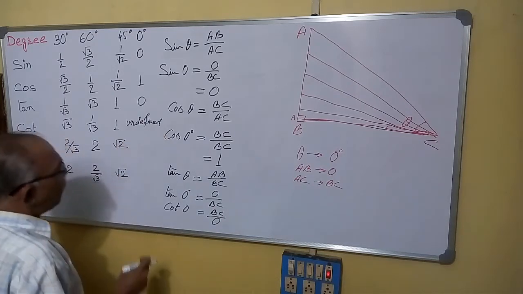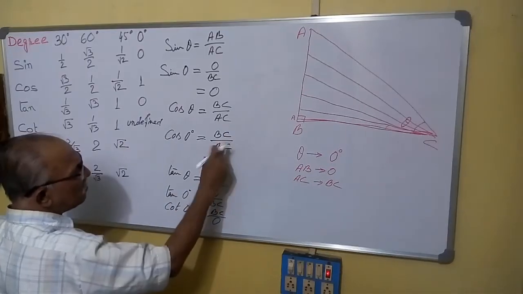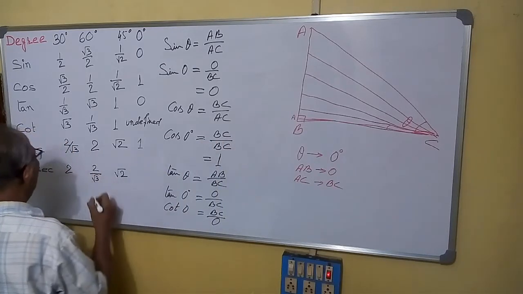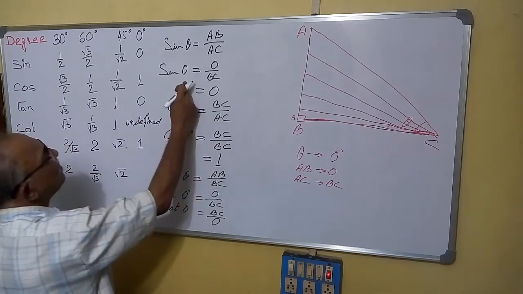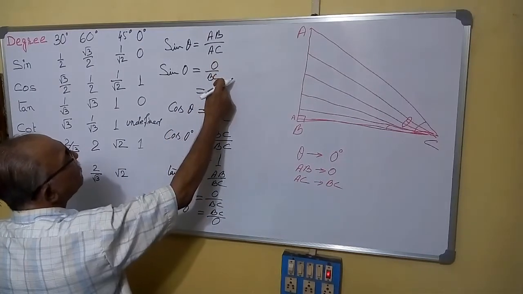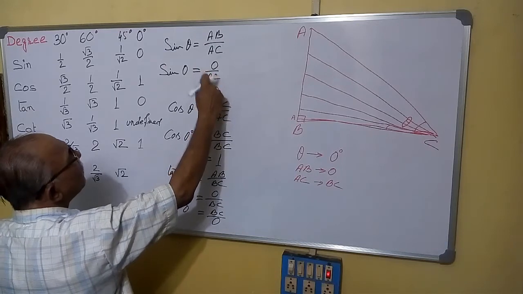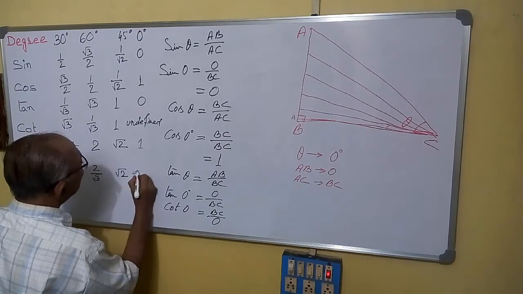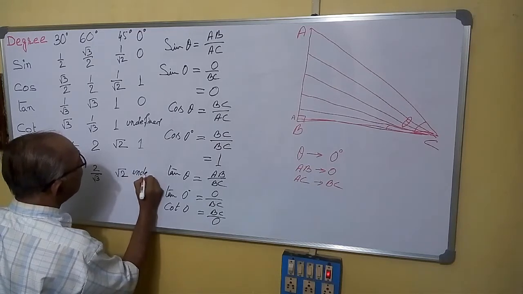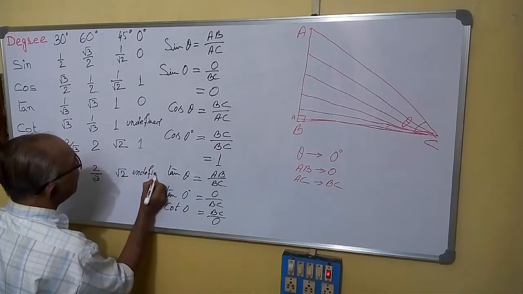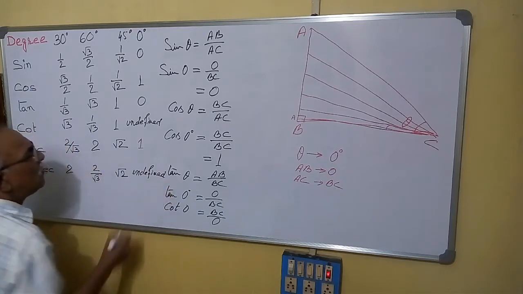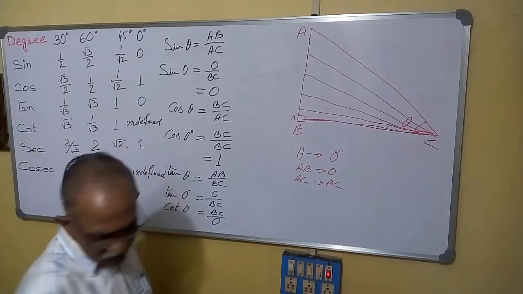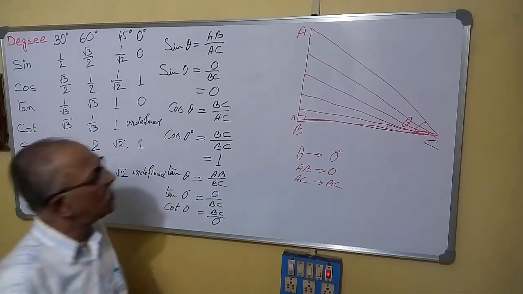Sec 0. Cos 0 is BC by BC, and its reverse will also be the same, so it will become 1. Cosec 0. Sin 0 is becoming 0 by BC, so cosec 0 will become BC by 0, so it will also be undefined. In this way, we can calculate all the trigonometric ratios of 0 degree.